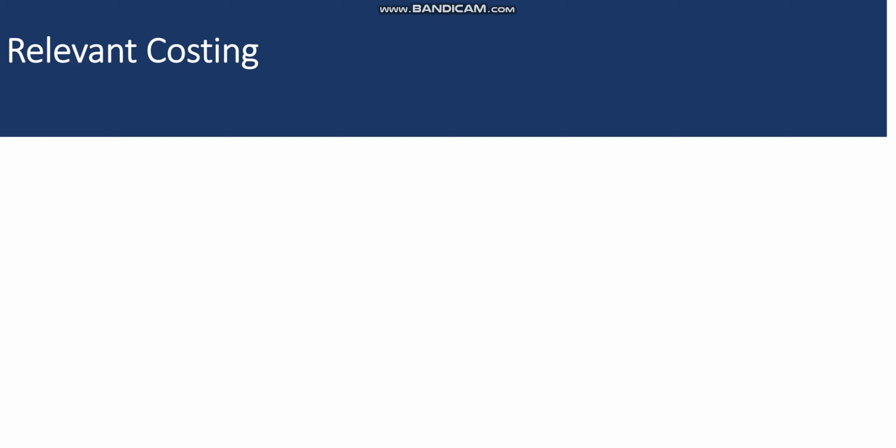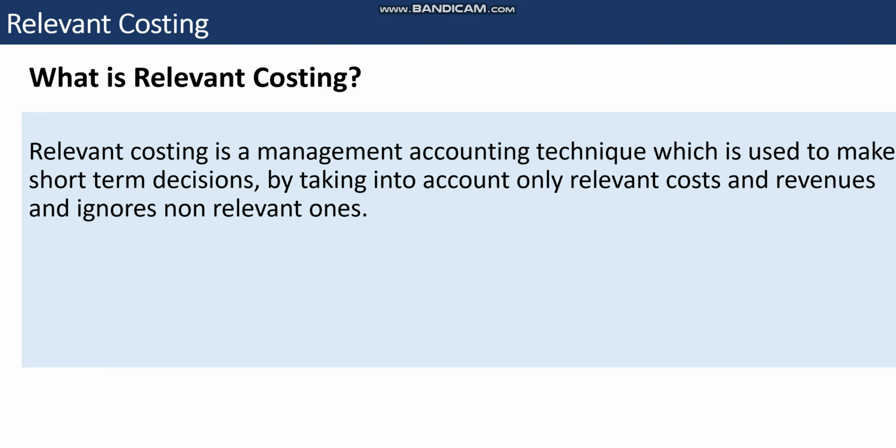So let's have a look. What is relevant costing and how does it help us? So relevant costing is a management accounting technique which is used to make short-term decisions by taking into account only relevant costs and revenues and ignoring non-relevant ones. So while we evaluate any decision, we only consider or take into account the relevant costs. And any non-relevant or irrelevant ones are ignored in making the decisions.